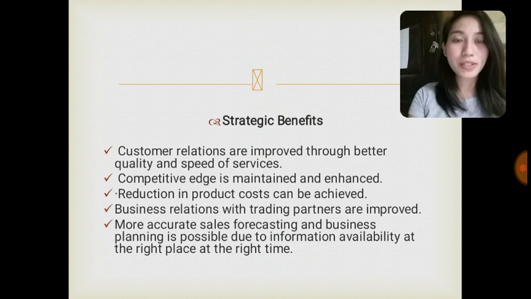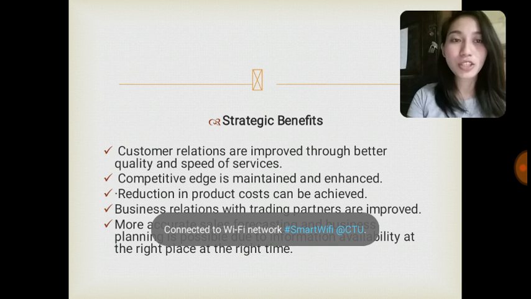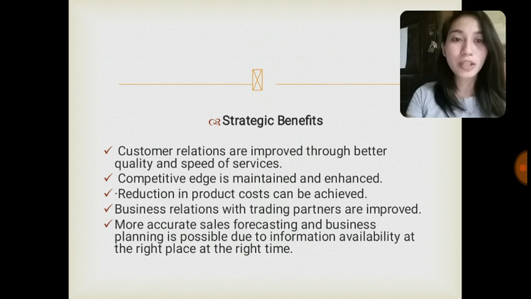Strategic benefits: customer relations are improved through better quality and speed of services. Competitive edge is maintained and enhanced. Reduction in product costs can be achieved. Business relations with trading partners are improved. More accurate sales forecasting and business planning is possible due to information availability at the right place at the right time.